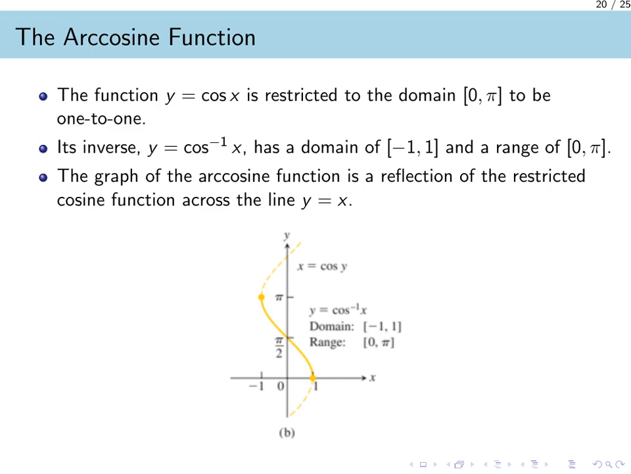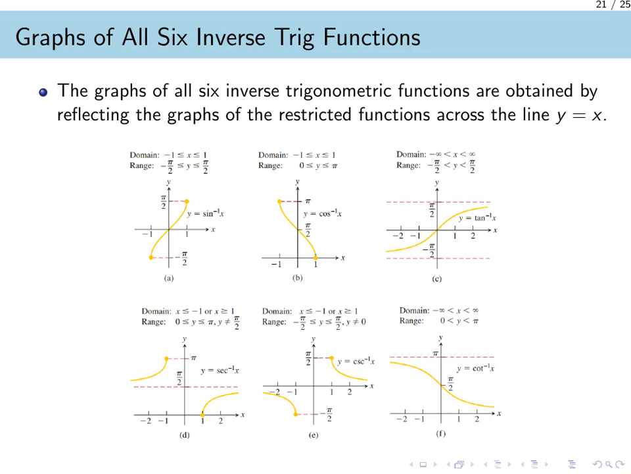The important thing to remember is that the arccosine always returns a single angle in the first or second quadrant. Now let us look at the graphs for all 6 inverse trigonometric functions, which are all generated using the same fundamental process. As we saw with the arcsine function, each of these graphs is created by taking the graph of the original restricted trigonometric function and reflecting it across the line y equals x. This reflection swaps the domain and range, giving each inverse function its own unique shape and limits.